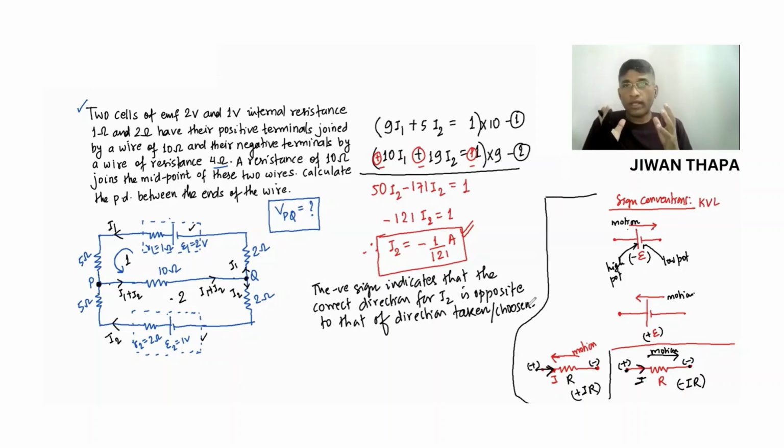So don't get confused when you get current in negative. If you are getting current in negative, then the direction of current must be opposite to the direction of current you are taking or you are choosing. So this is to be noted, okay? Now I'm erasing this.